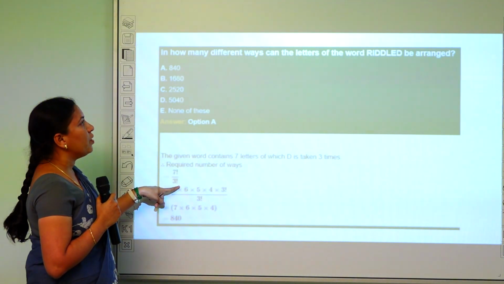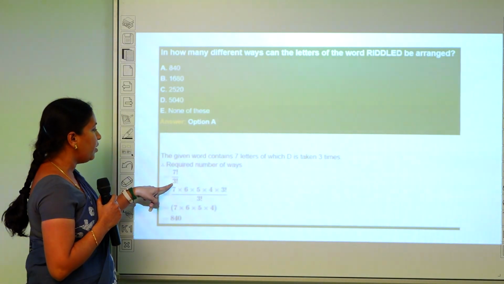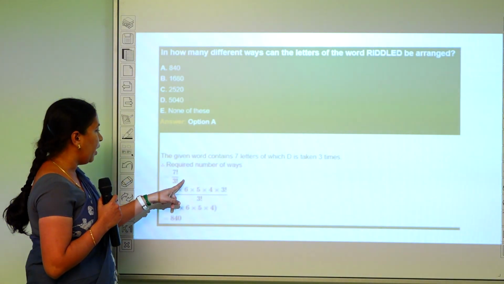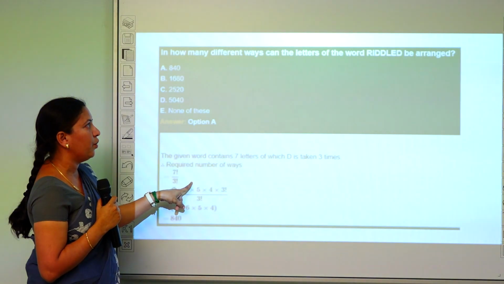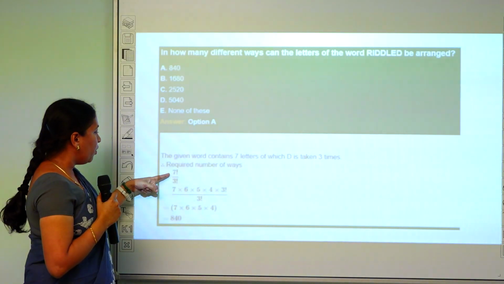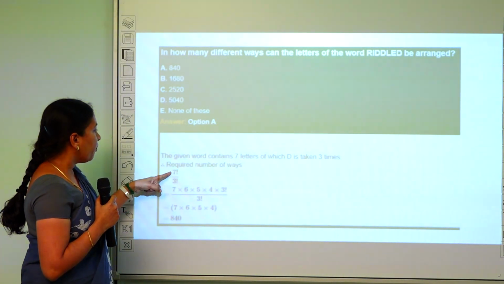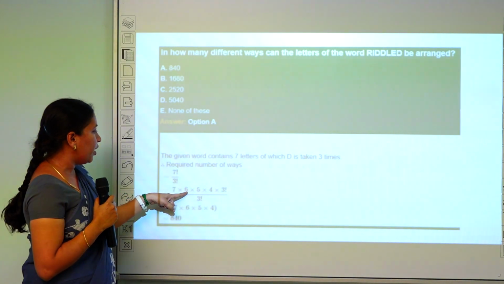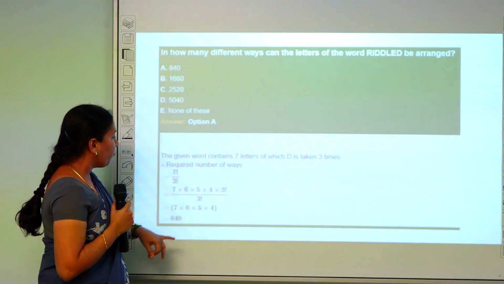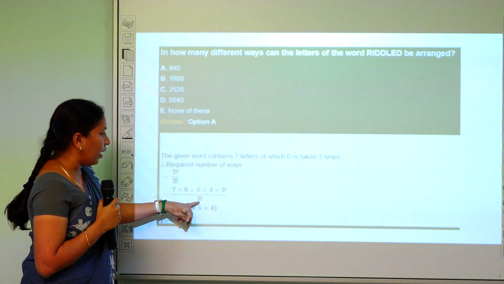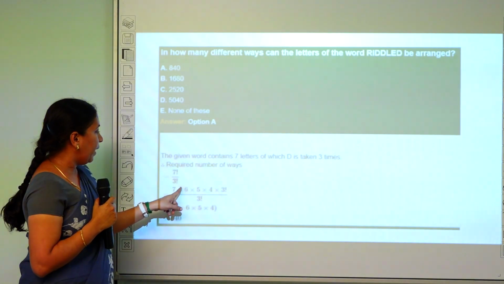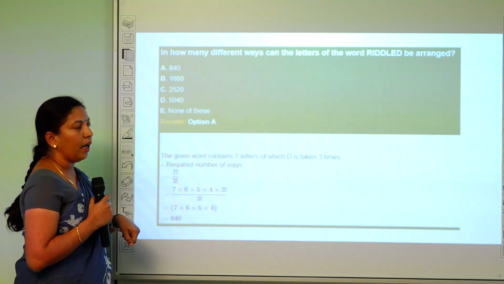So 3 factorial. Suppose D is repeated 2 times, you have to mention it as 2 factorial. Suppose one more letter E is repeated 2 times, then you have to mention 3 factorial into 2 factorial. So how many times a letter is repeated, that should be mentioned in the denominator. So 7 factorial divided by 3 factorial. 7 factorial can be written as 7 into 6 into 5 into 4 into 3 factorial. Why am I writing 3 factorial here? Because in the denominator we have a 3 factorial. So you can stop here and cancel this 3 factorial and 3 factorial, and multiplying 7, 6, 5, 4, you will get 840 as your answer.